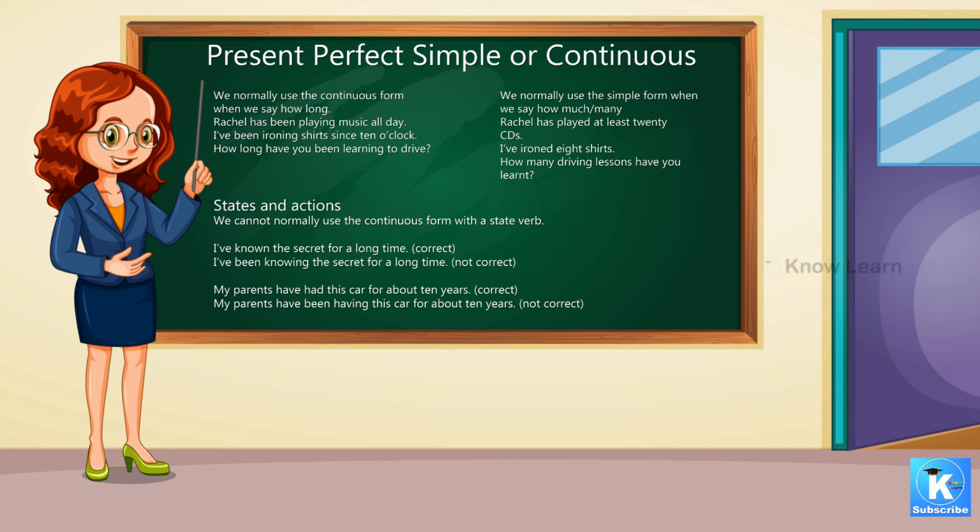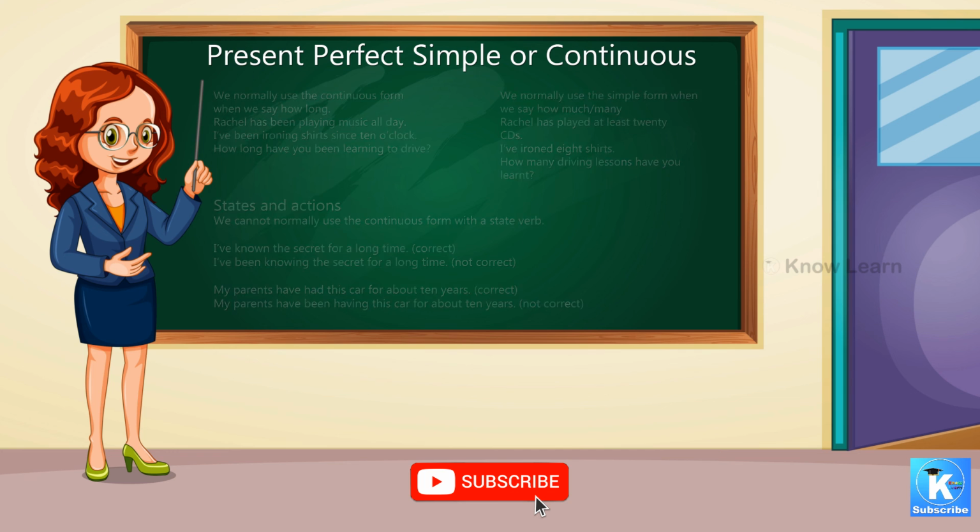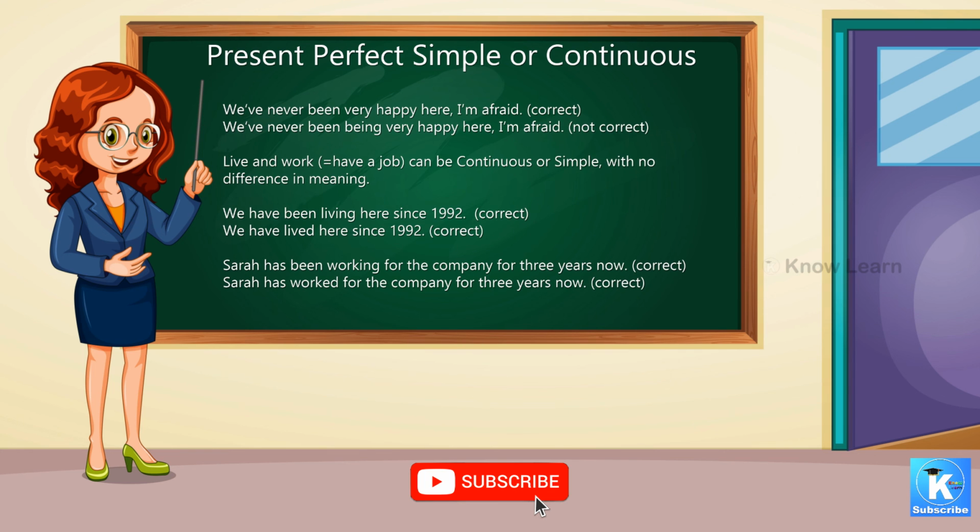States and actions. We cannot normally use the continuous form with a state verb. I've known the secret for a long time. Correct. I've been knowing the secret for a long time. Not correct. My parents have had this car for about 10 years. Correct. My parents have been having this car for about 10 years. Not correct. We've never been very happy here, I'm afraid. Correct. We've never been being very happy here, I'm afraid. Not correct.